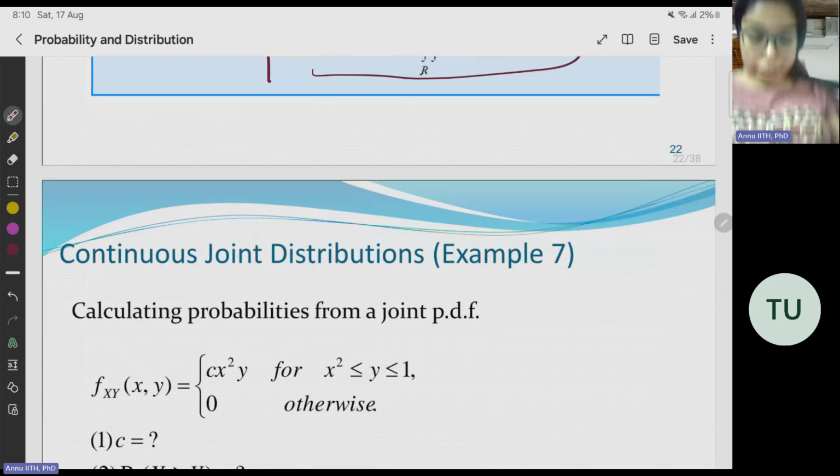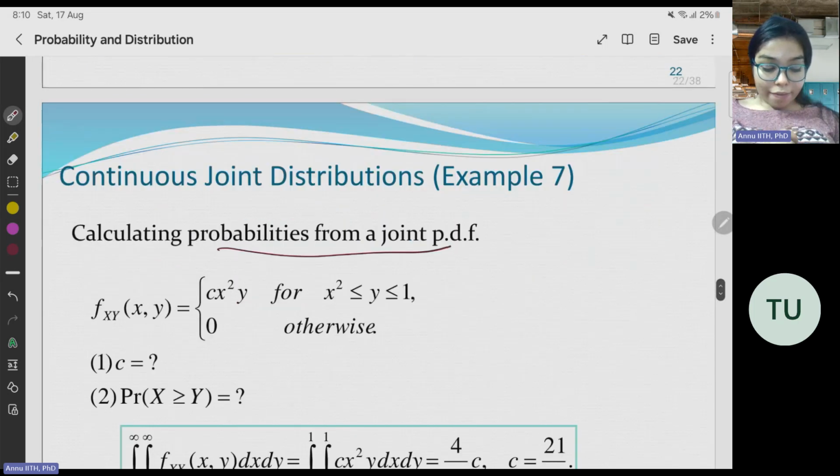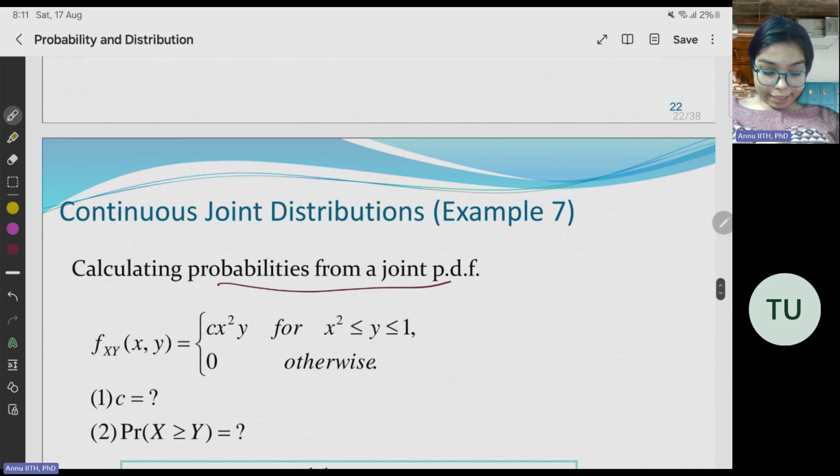Now, continuous joint distributions, example 7. So, if we calculate probabilities from a joint PDF, so f of xy equals c x square y, if it is like this, how will you calculate probability of x greater than or equal to y? How will you calculate?